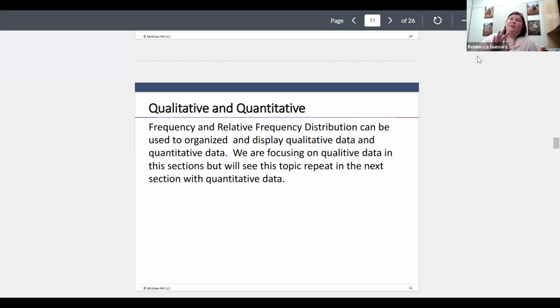Okay. I just want to mention this again. Frequency and relative frequency distributions can be used to organize and display qualitative data and quantitative data. We're focusing just on the qualitative here, but in the next section, we're going to do quantitative. So there's some slight changes for quantitative. One of them is that with quantitative, because you're dealing with numbers instead of just categories, that data is going to be organized from smallest to largest, where here we don't necessarily organize it in any particular way.